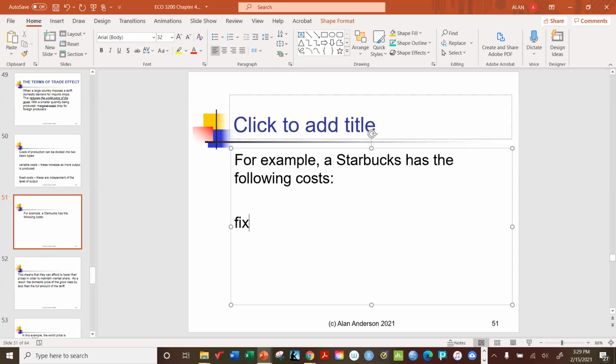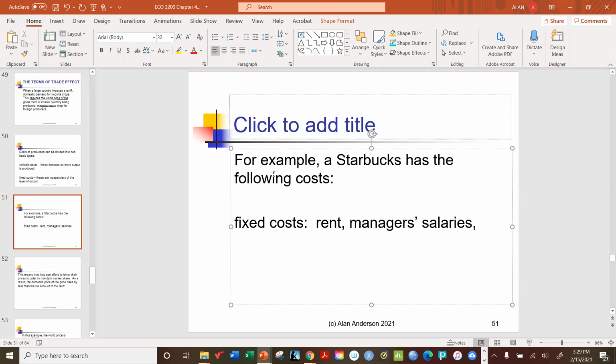The rent would be a fixed cost. All right, they pay X dollars a month, no matter how much they produce or how much they sell. The manager's salary. Let's say there's more than one. They don't get paid based on how much coffee is sold, do they? No, they get paid so much per year, and that's the end of it. Whether one cup is sold or 1,000 cups.